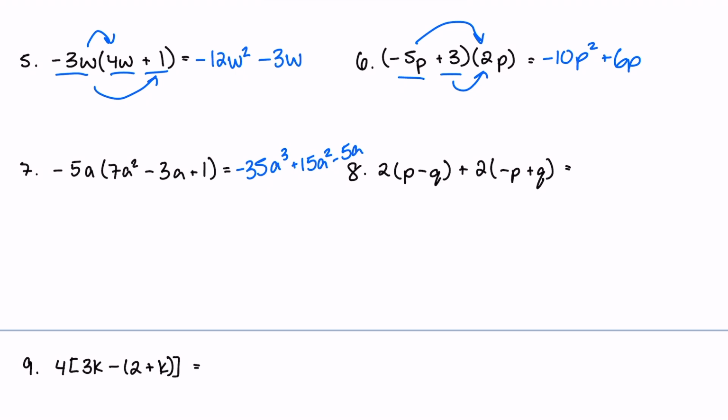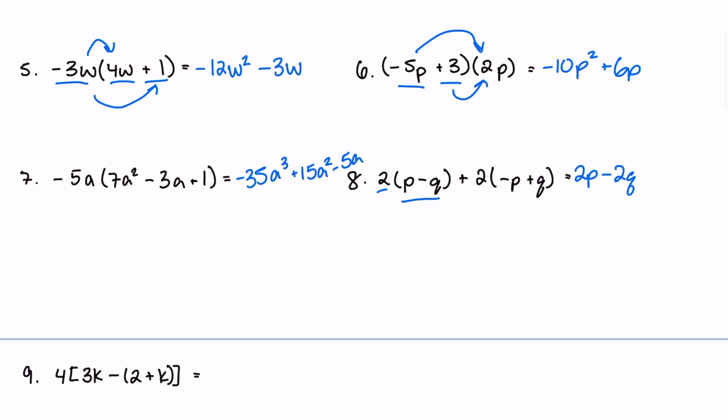For question 8, we have 2 times p minus q plus 2 times negative p plus q. So this 2 needs to get distributed to everything inside this bracket. So 2 times p is going to be 2p, and 2 times negative q is going to be negative 2q. And positive 2 needs to get applied to everything inside of this bracket. So positive 2 times negative p is going to be negative 2p, and positive 2 times q is going to be plus 2q. So if you'll notice, the positive 2p cancels out with the negative 2p, and the negative 2q cancels out with the positive 2q, so you're left with 0.